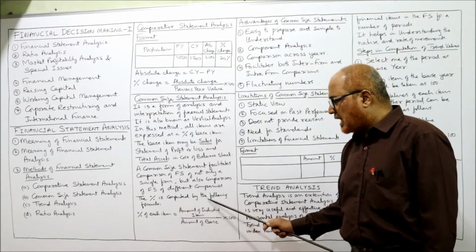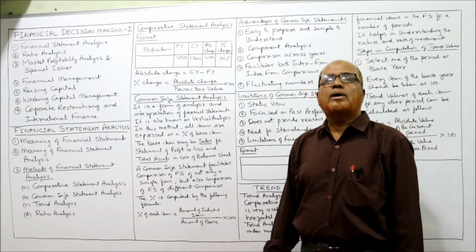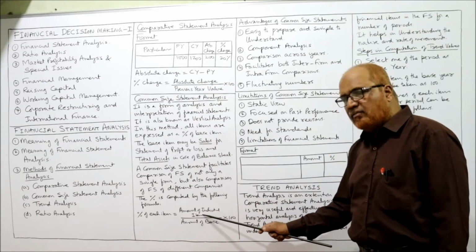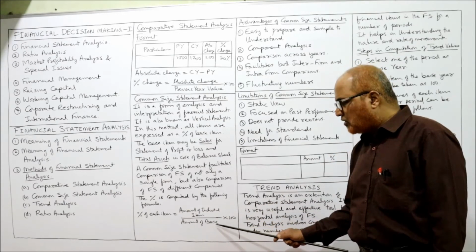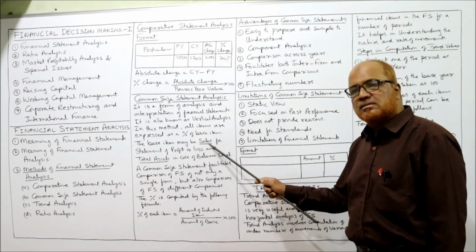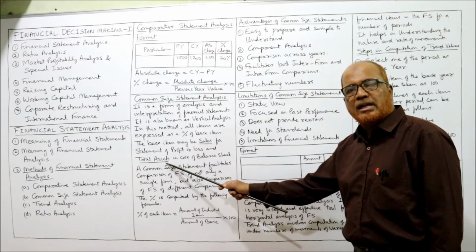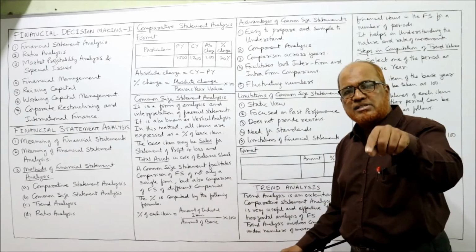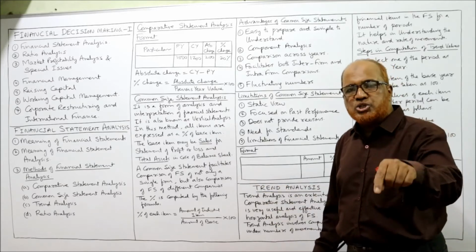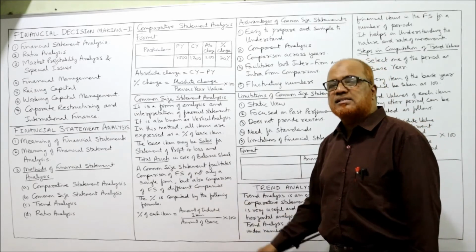Now percentage is calculated by the following formula. So how to calculate the percentage value? Here the formula is amount of individual item divided by amount of base item. The base item may be sales or the base item may be total assets. If an income statement is prepared, the base is the sales. If a balance sheet is prepared, total assets is the base.